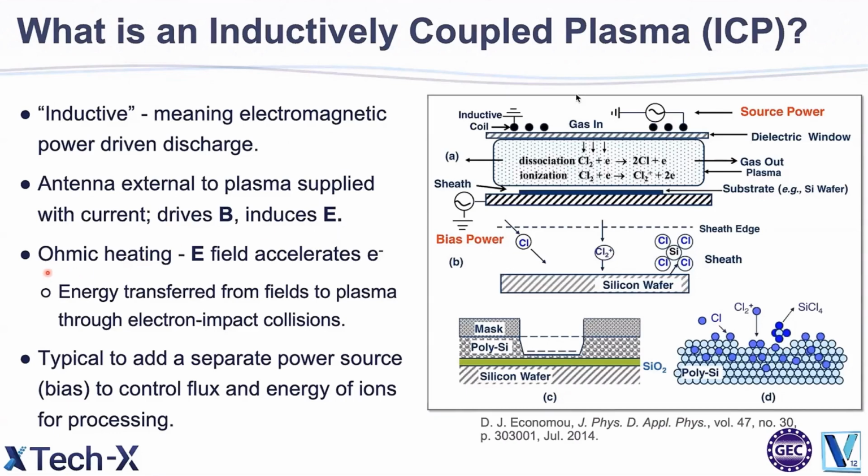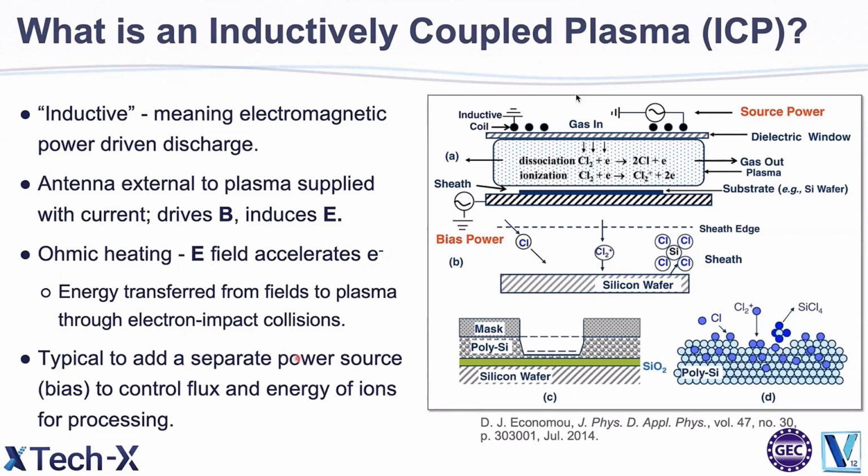Plasma heating is usually done through ohmic heating. This is where the electric field accelerates the charged electrons. And this energy is only transferred from the field to the plasma when electrons impact neutral or other species in the plasma. This is because it's an RF discharge and the oscillations will cancel over time. So you really need collisions to extract energy from the plasma.